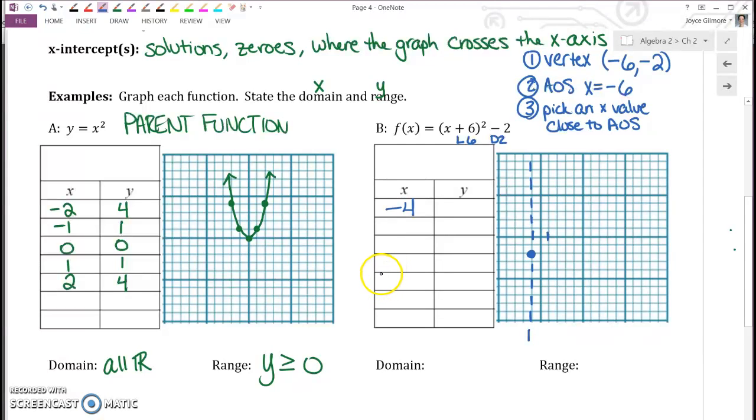I'm going to show my work down below. We're doing -4 plus 6 squared minus 2. That would be 2 squared minus 2, which is 4 minus 2, which is 2. So I plugged -4 in, and I got 2. This is a point on our parabola. So on my graph, I am now going to plot the point -4, 2.